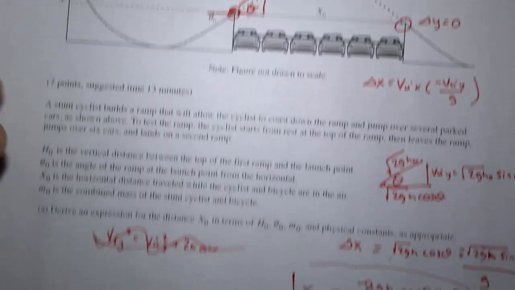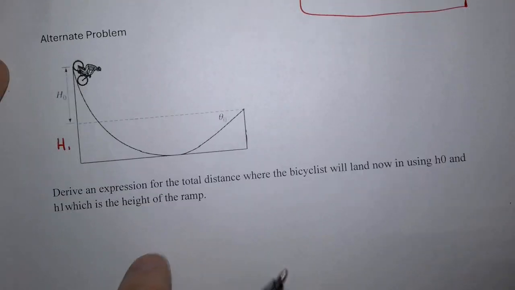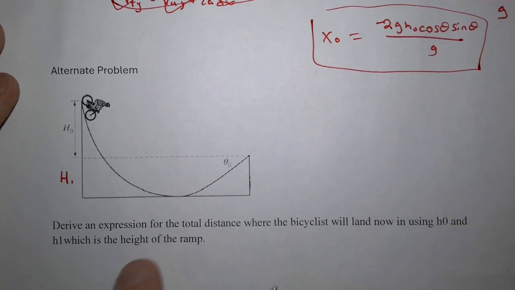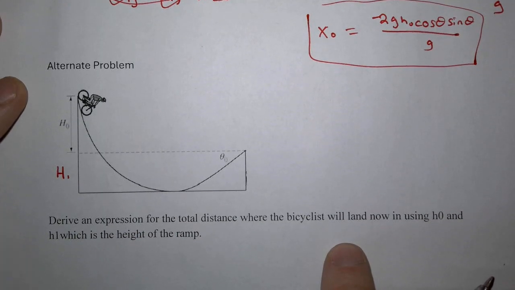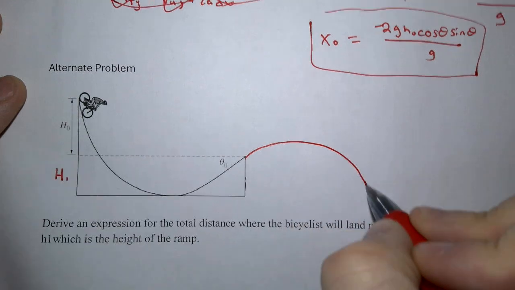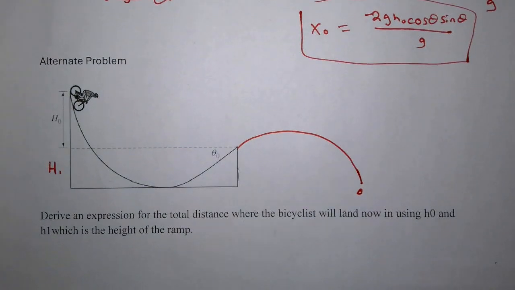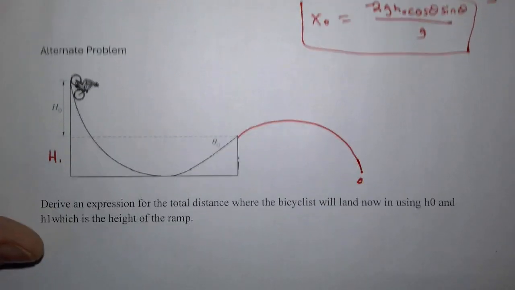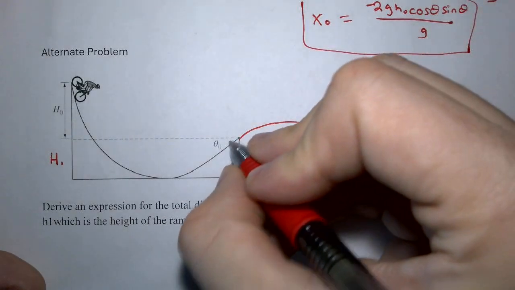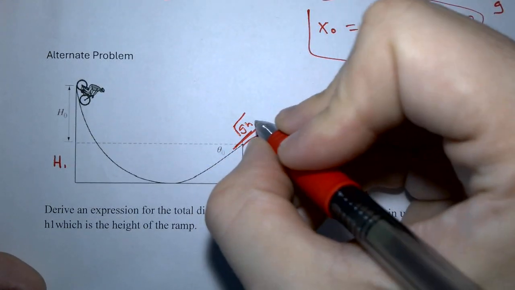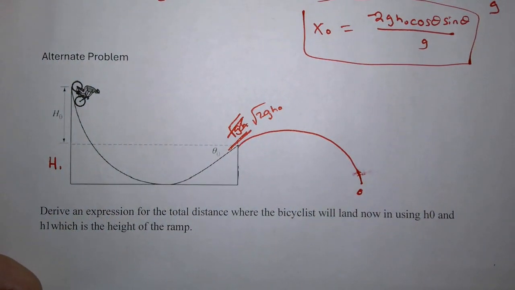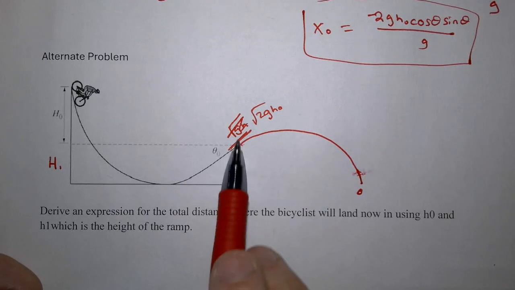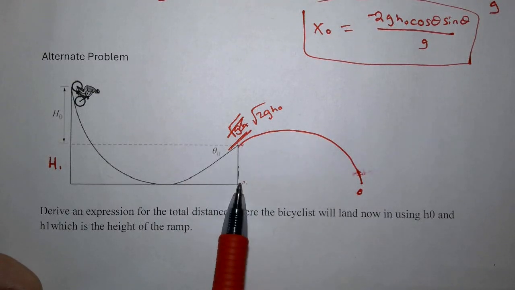We did better. Now, I do have an alternate problem, and this alternate problem is a little bit harder. Okay? So this alternate problem, it's saying derive an expression for the total distance that it would land if the bicyclist goes and lands on the ground instead. Now, this is a little bit harder because if he's landing on the ground instead, we still would have the square root of 2g h naught for the speed that he would leave with. But because we have this delta y that fell further, then it'd be a little bit harder.